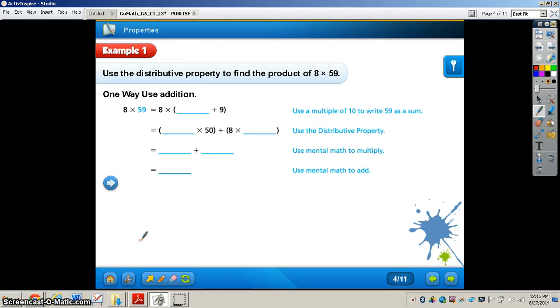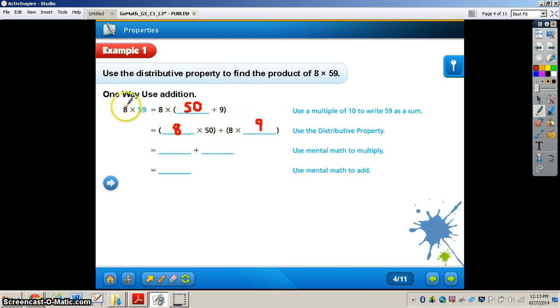Okay, so let's take a look at example 1. So we have 8 times 59 equals 8 times what number plus 9. What we need to do is use a multiple of 10 to write 59 as a sum. So we can do 50 plus 9 that way. First of all, we can do 8 times 50 plus 8 times 9. This may be a little bit easier. It breaks it down a little bit easier for you.